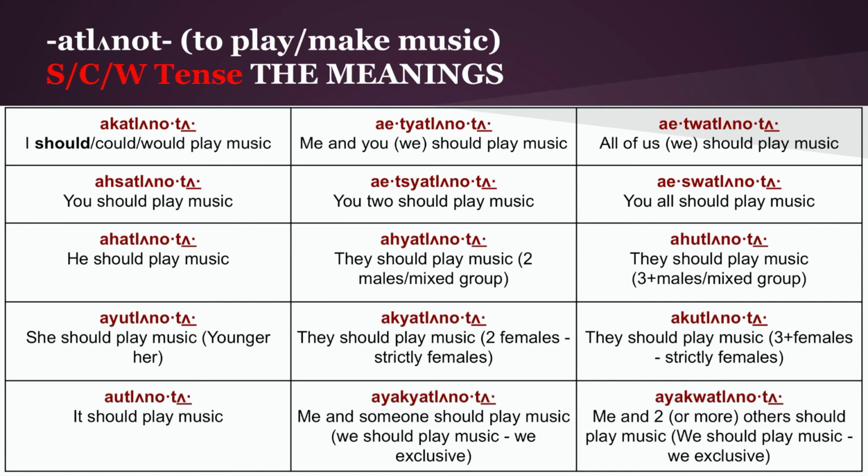A yagied linode, me and someone should play music. A idwad linode, all of us should play music. A iswad linode, you all should play music. A hund linode, they should play music. A gund linode, they should play music, the females. A yagwad linode, me and two or more others should play music. And that is the should, could, or would tense.